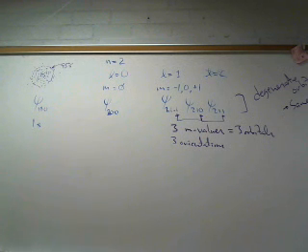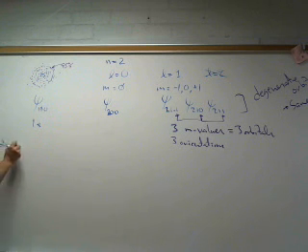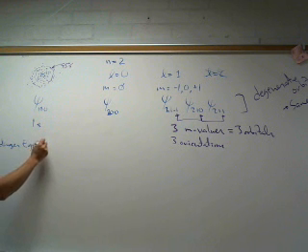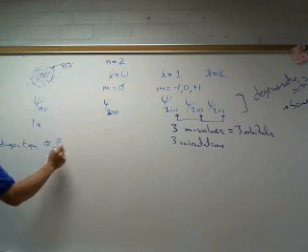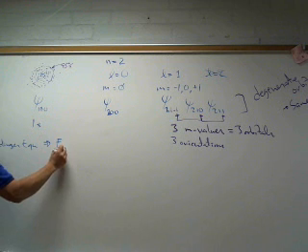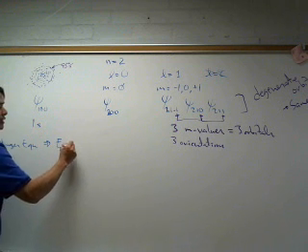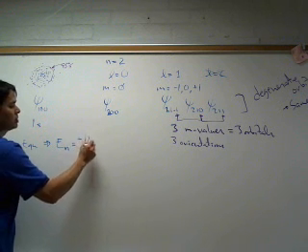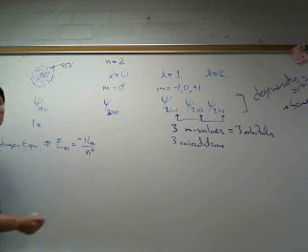From the Schrodinger equation, we can figure out what the energy is. The Schrodinger equation gives us that the energy depends only on n, and that the energy is equal to minus R sub H over n squared.